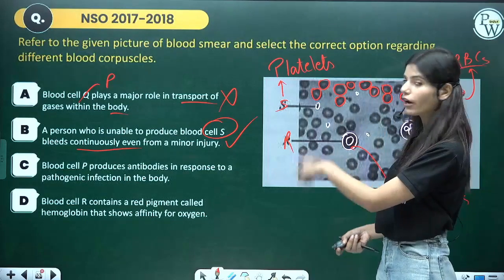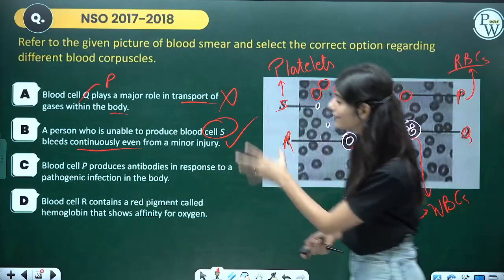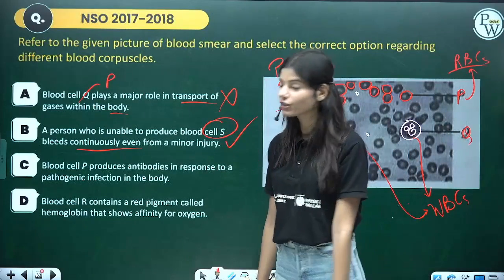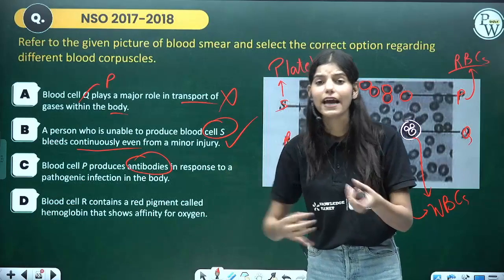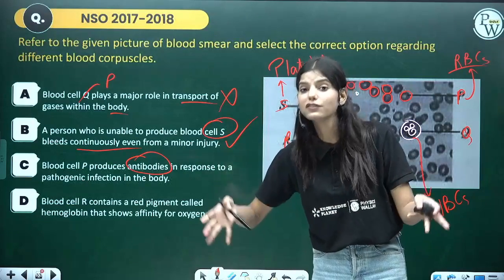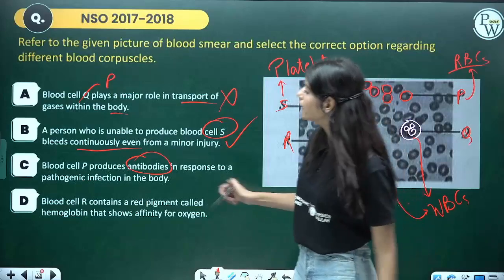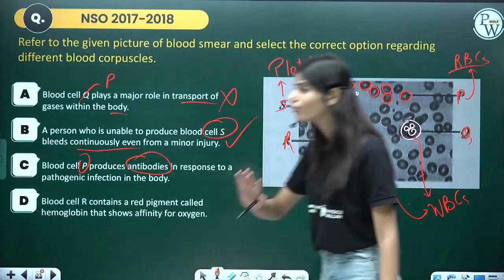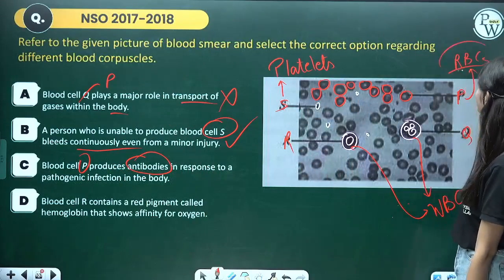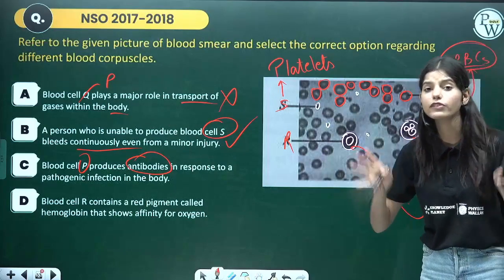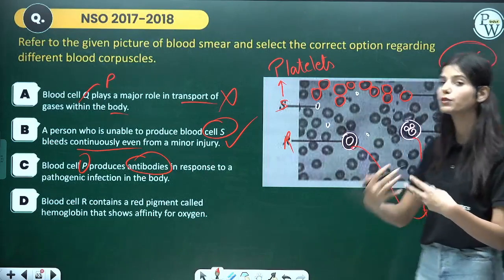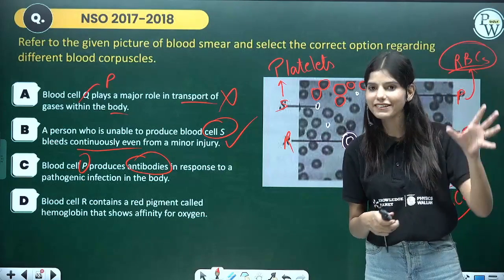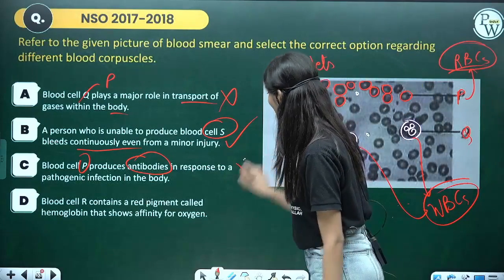Let's talk about the C statement. Blood cell P produces antibodies. Guys, antibodies are actually produced by your WBCs in order to fight against germs. P is actually your RBCs. RBCs do not produce any antibodies. It is the WBCs which produce the antibodies and not the RBCs. So here the statement is wrong.